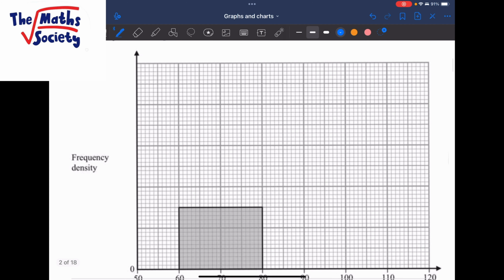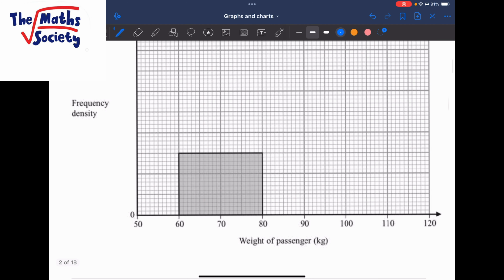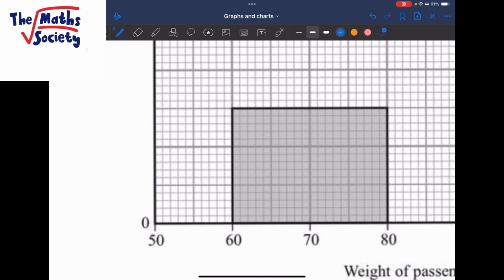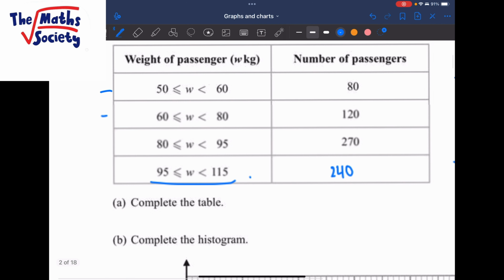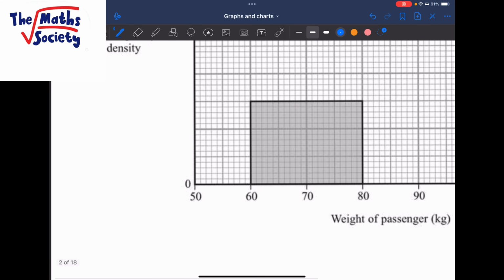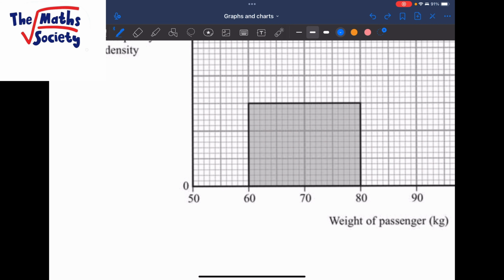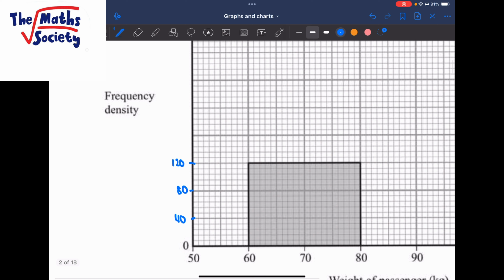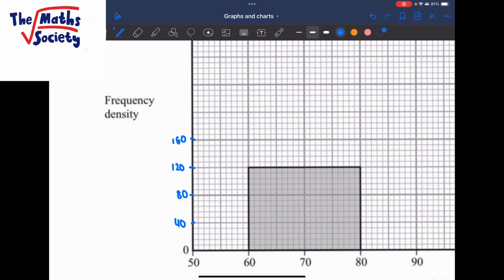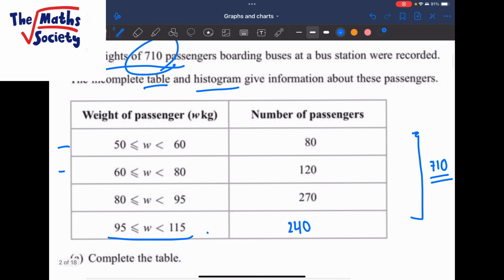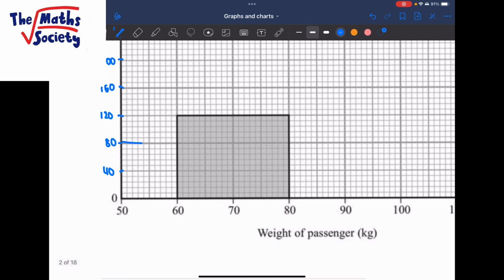So first it says 50 to 60 was 80. So say 60 to 80 was 120. So it means this is 120 at that time. Let me have a look. 120, which means it's going up in 40 increments. So 80, 120, 160, 200, 240, 280. And then the first one is 80, so we can just draw 80. Yep, that should be it.